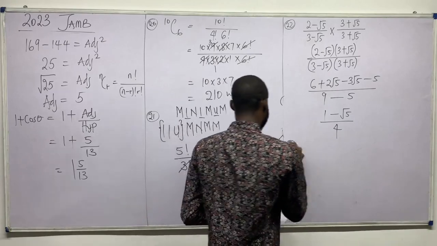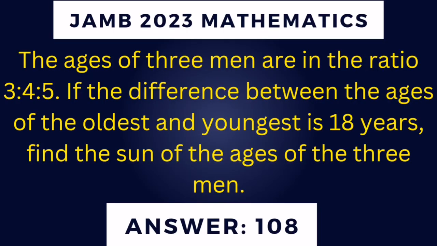Question 23. The ages of three men are in the ratio 3:4:5. If the difference between the ages of the oldest and youngest is 18 years, you're asked to find the sum of the ages of the three men.